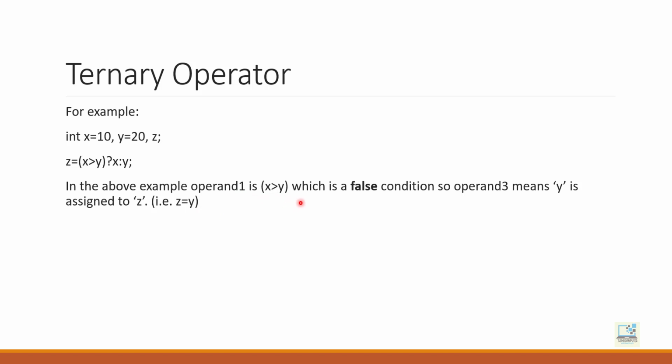We can see that 10 greater than 20 is false. So operand 3 means y is assigned to z, that is z is equal to y.